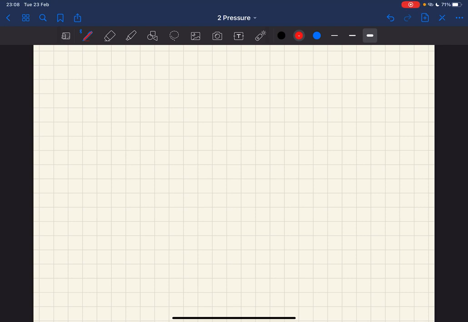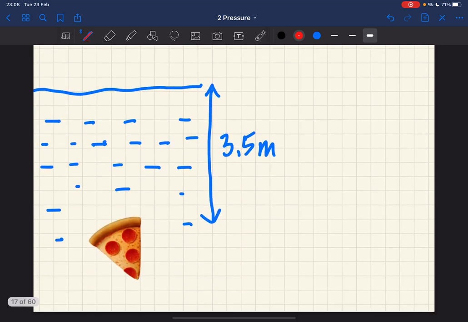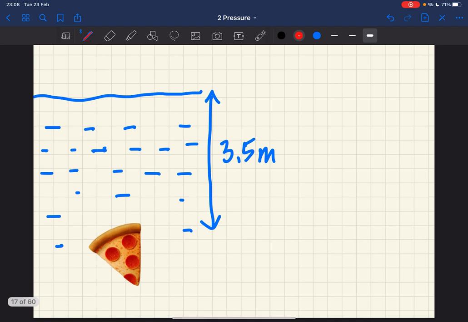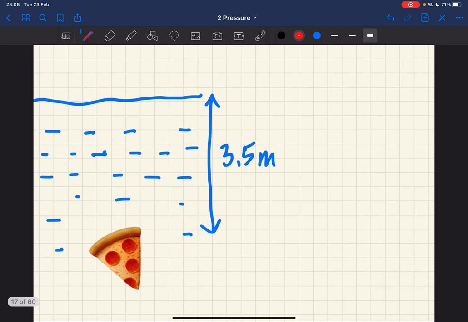Hi class. So, previously we have learned that the total pressure acting at a certain depth of liquid, let's say water, is not just the pressure in the liquid itself, but the pressure in the liquid plus the pressure of the atmosphere. So, that's the example. Given that a slice of pizza is thrown into a lake at a depth of 3.5 meter.